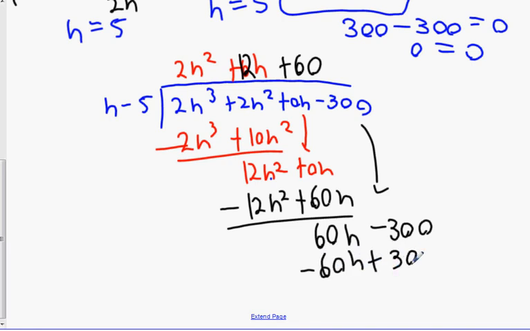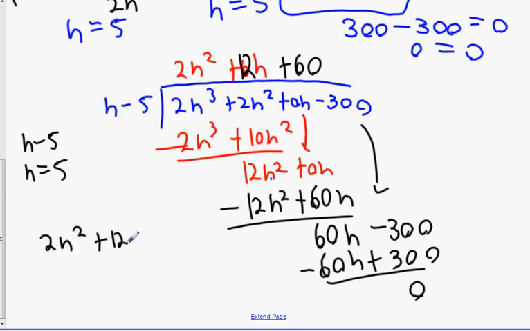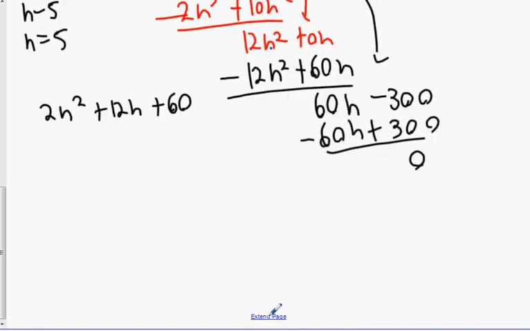Now, here's what we found out so far. h minus 5 is a factor, hence h equals 5 is a root. We now have a quadratic up here: 2h squared plus 12h plus 60. We're going to try and solve it equal to 0. We can divide it by 2. It's 30. 3 and 10, 2 and 5.